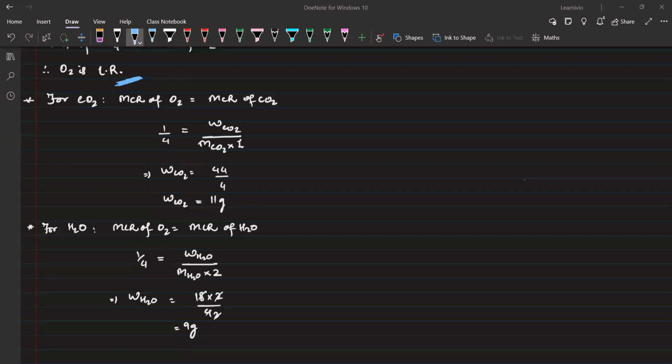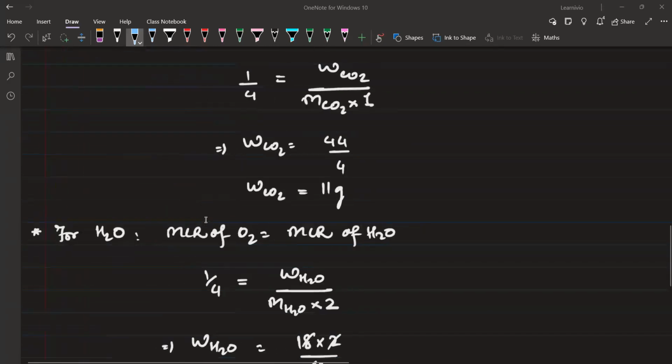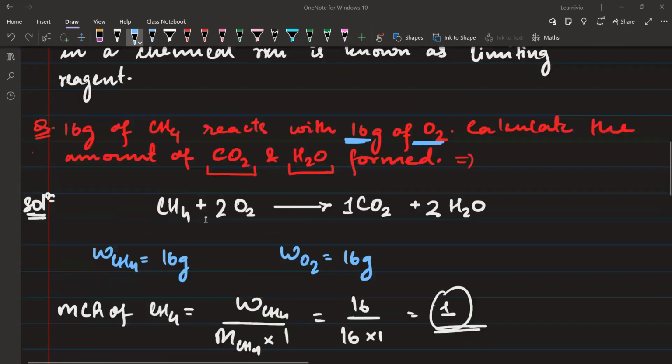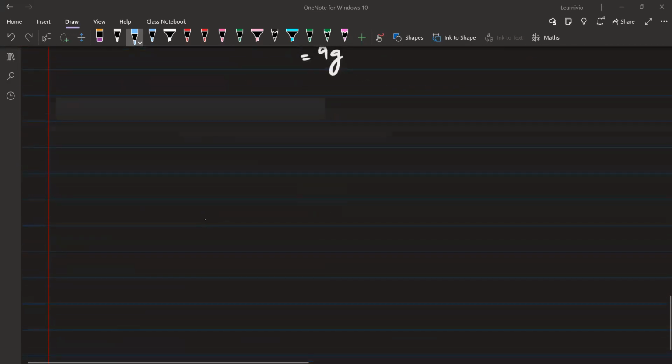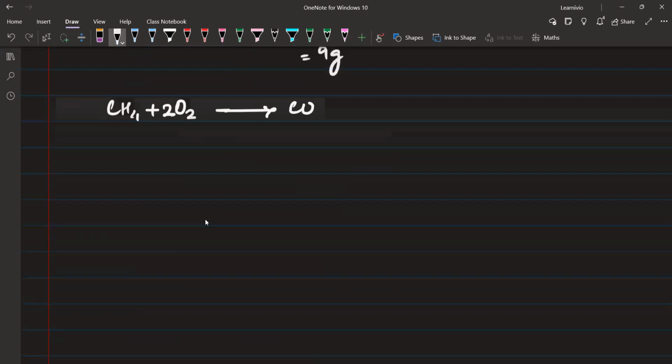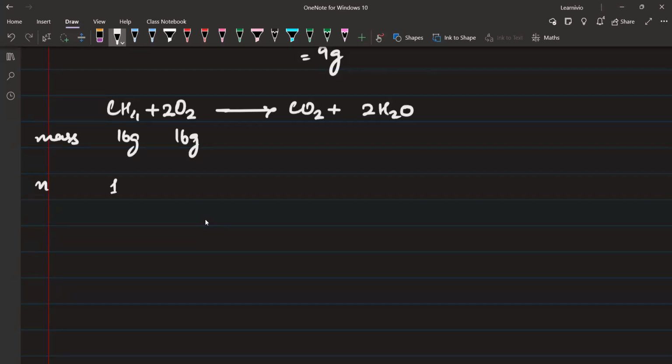There is one more point that we can do, and in some questions you will be asked to calculate the unreacted amount. So we will take this equation and then we are going to understand. See here, we have CH4 plus 2O2 gives CO2 plus 2H2O. I'm writing the mass here. Don't write anything, please listen. 16 grams. The number of moles will be equal to what? This is 1 mole. And this will come out as how many moles? 0.5, right?